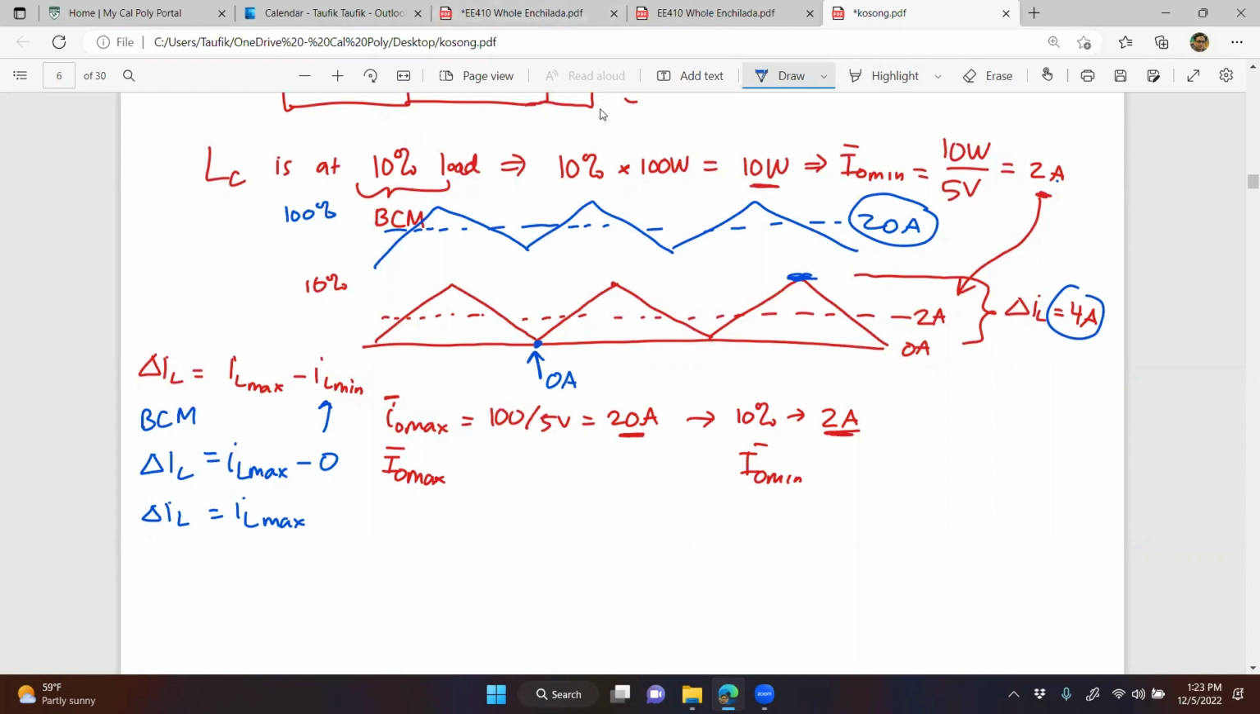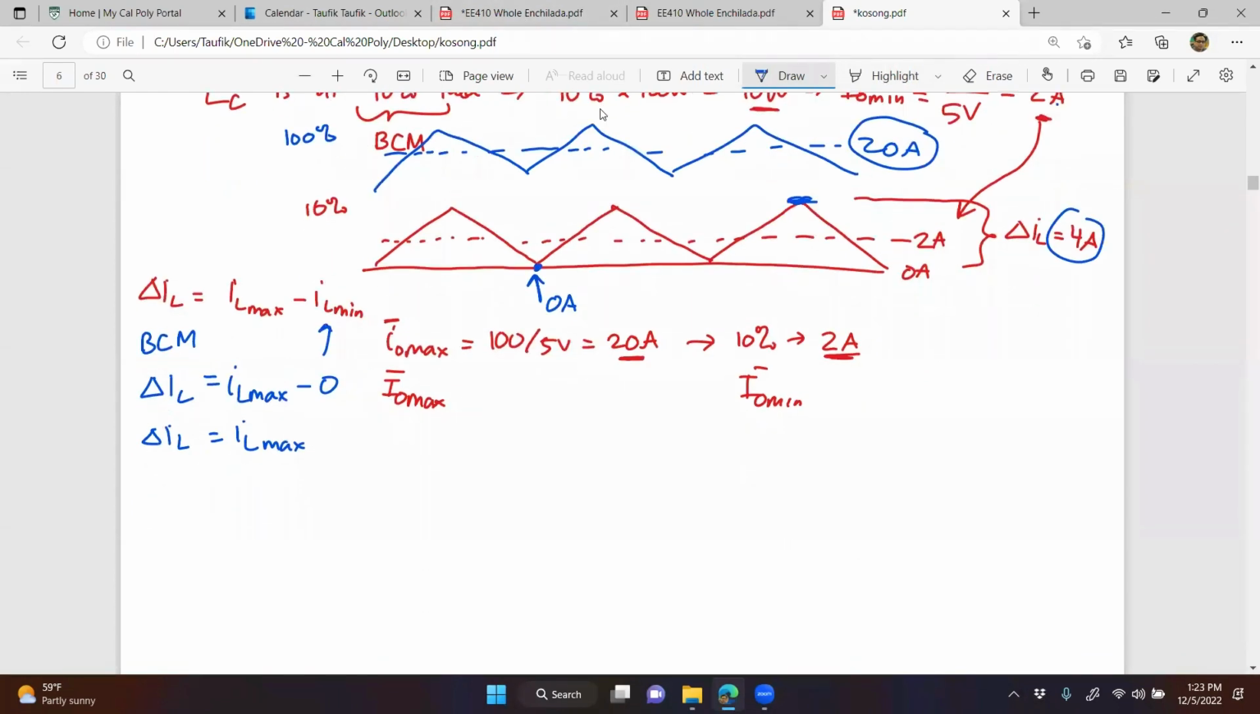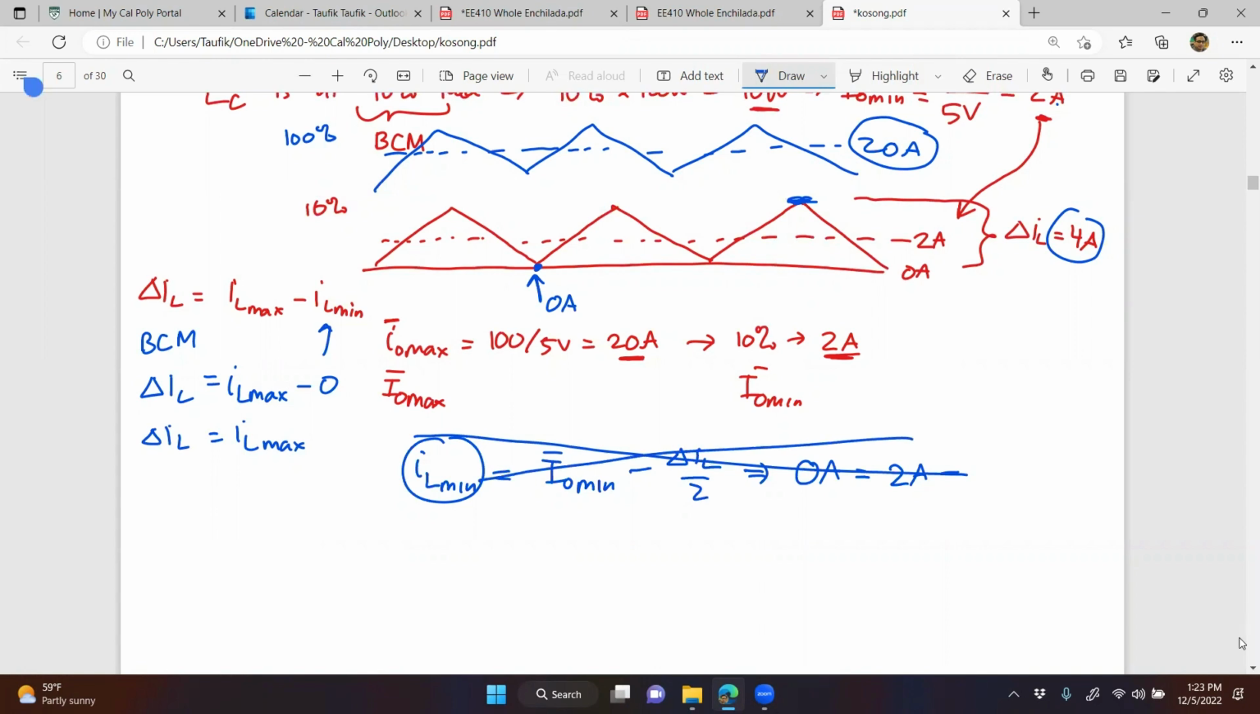Okay. That makes a lot more sense now. So now from here I can find LC, the critical inductance. IL min is equal to I out min average minus delta IL over 2, right? And from here, I know IL min is equal to 0 at boundary conduction mode, and I out min is 2 amps. And delta IL, well, actually, I know delta IL already. I don't need to apply this equation anymore to find L.